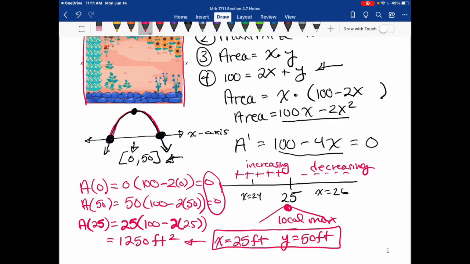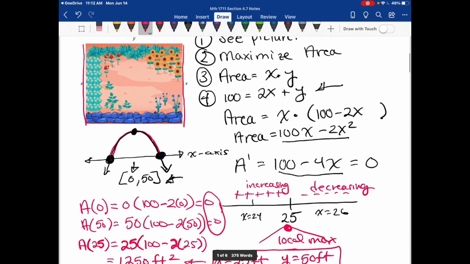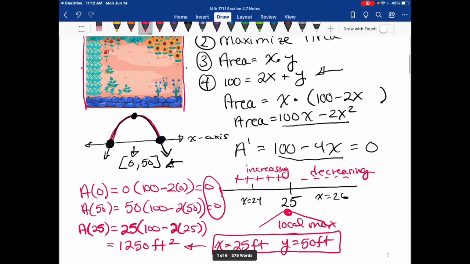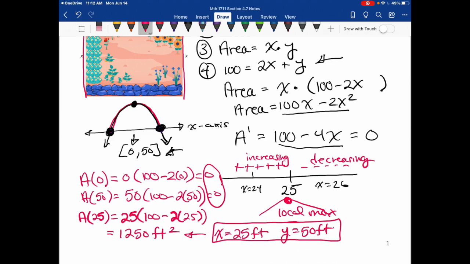Now, if you go old school on this and you check the vertex and do it the way we would do it in college algebra before we learned about the derivative, you would get a vertex. So your x coordinate is 25, and your y coordinate that represents the output, or the area, would be 1,250 feet squared. And then you can use that information to find the other dimension, which is the value of y, the side that's parallel to the rock wall. You would find that that was 50 feet.